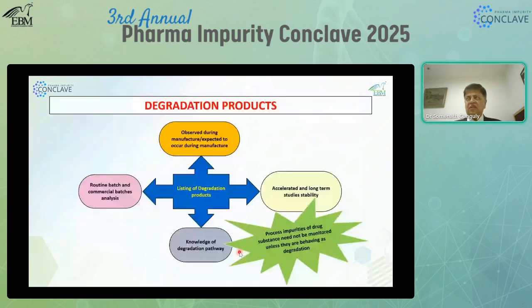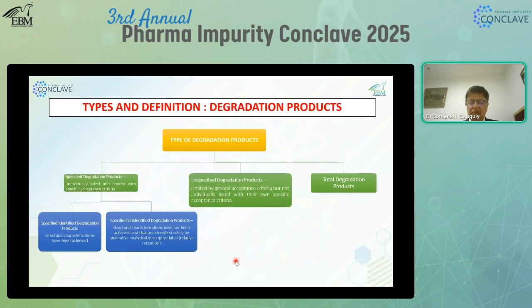as safe. Now comes ICH Q3B, which mainly focuses on the degradation products of the drug products. So these are the different degradation product procedures. It may be observed in the routine batch or the commercial batch, it may be observed during the accelerated or long-term stability studies, and what is important is the knowledge of the degradation pathway. Because we always have to differentiate what are the process impurities and what are the degradation impurities, right?